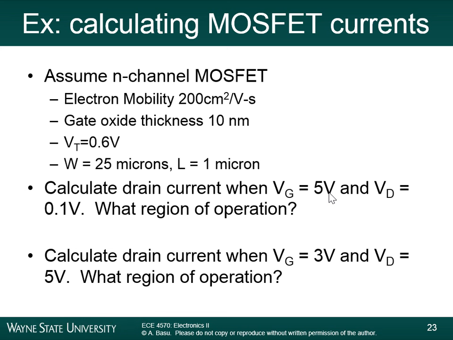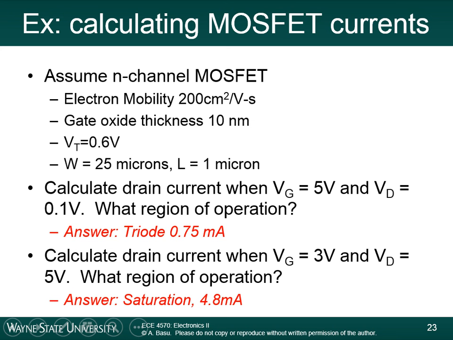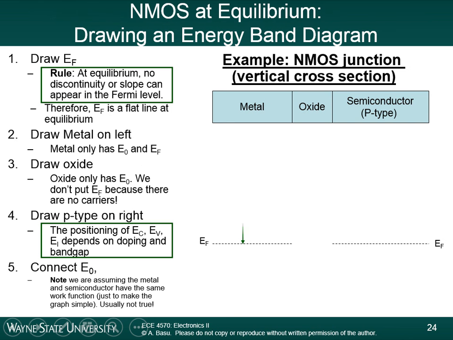So make sure that you do this problem on your own. We'll have a quiz on it next week. They're relatively easy problems, okay? So at this point, you'll be able to do the basic calculations of the currents in the saturation region and the triode region. These are the answers, by the way. You can check your answers over. Triode region should be 0.75 milliamps. Saturation should be 4.8.